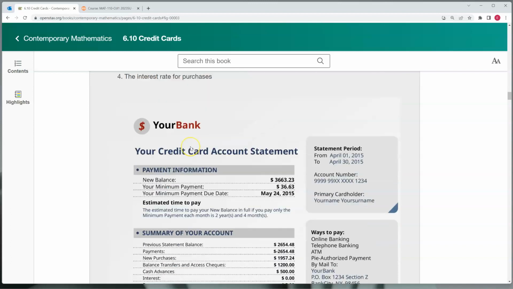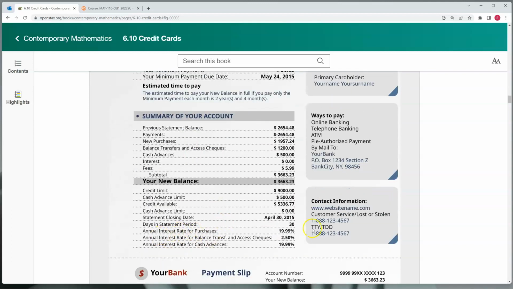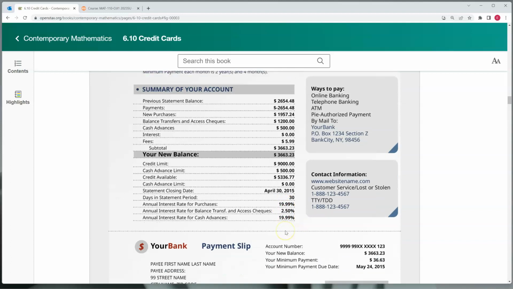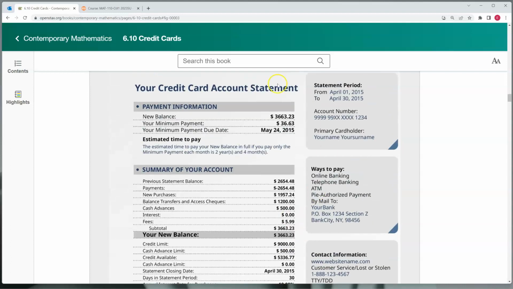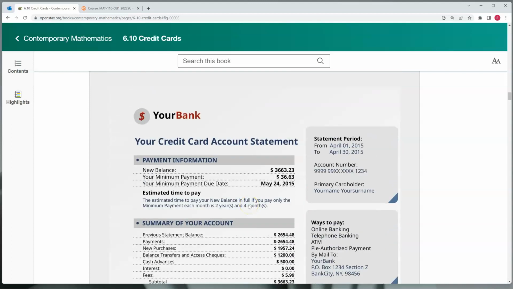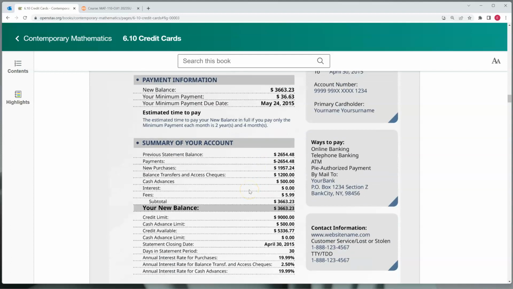And what is the interest rate for purchases? They also have to list that out. So the annual interest rate for purchases is 19.99%. So you're looking at a 20% interest rate for purchases, which is fairly high. That's double what it is to purchase a car. But this is pretty accurate to what a credit card statement would look like, with all the pertinent information required by law.